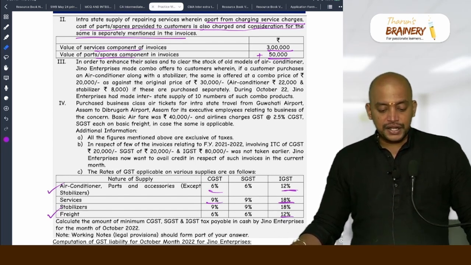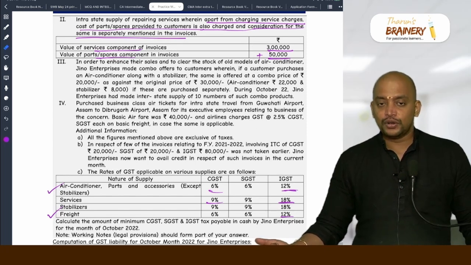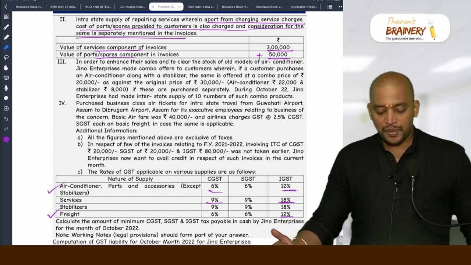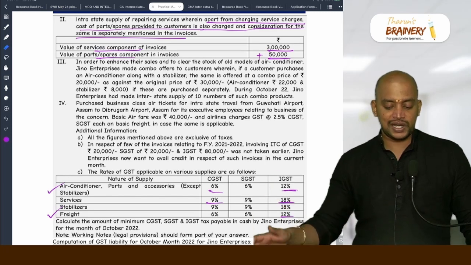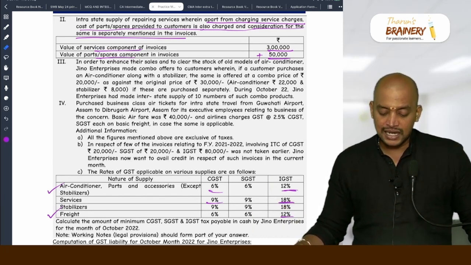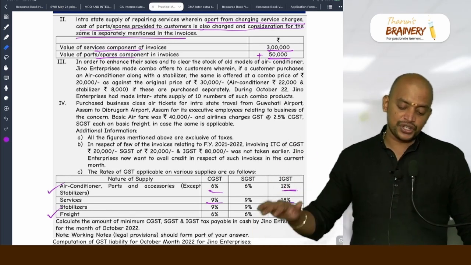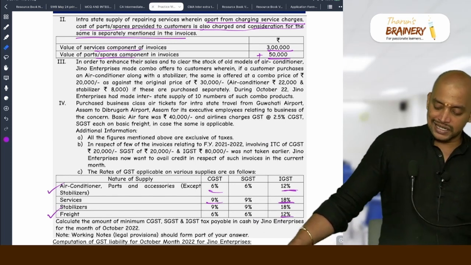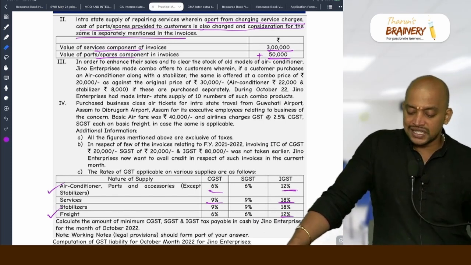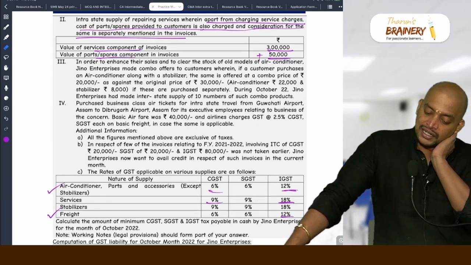Then third, in order to enhance their sales and to clear the stock of old models of AC, Gino Enterprises made combo offers to customers, wherein if a customer purchases an air conditioner along with the stabilizer, the same is offered at a combo price of 20,000 as against the original price of 30,000, that is AC 22,000, stabilizer 8,000, if these are purchased separately. During October, Gino Enterprises has made interstate supply of 10 numbers of such combo products. Tell me whether this will be naturally bundled.